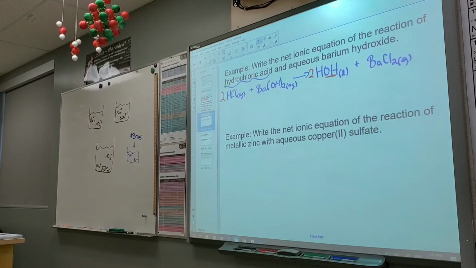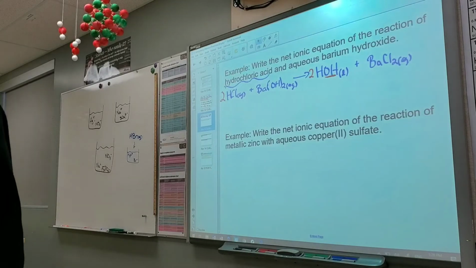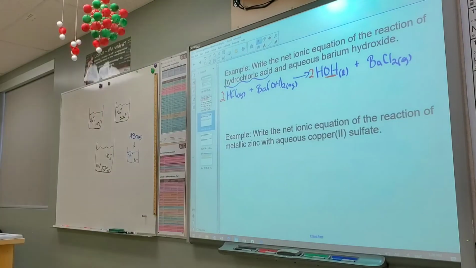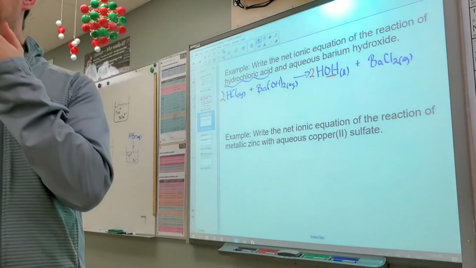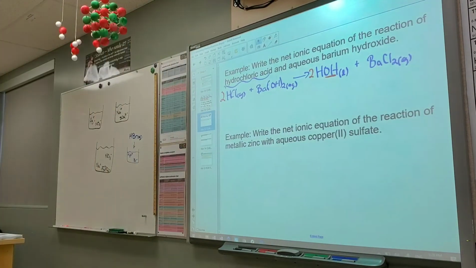Can the liquid split up? If it's water, water is a molecular compound. Molecular compounds don't split up. What are the only 2 types of compounds that can split up? Strong acids and highly soluble ionic compounds.